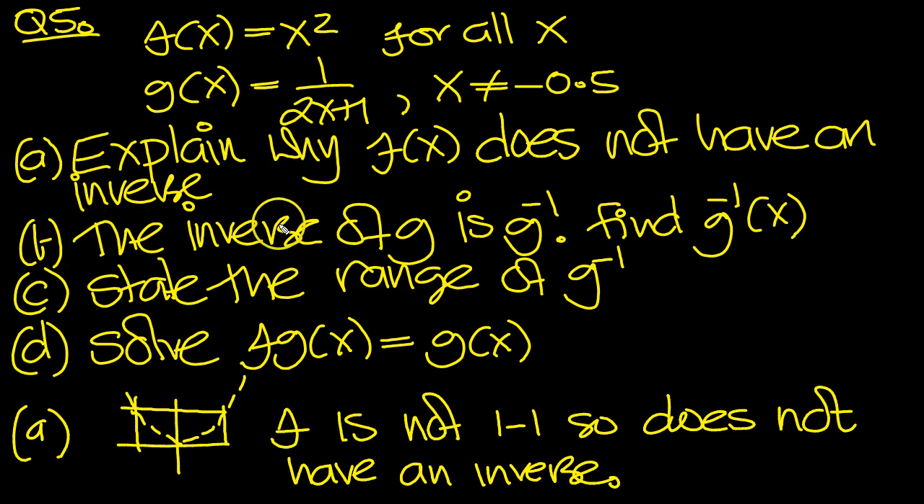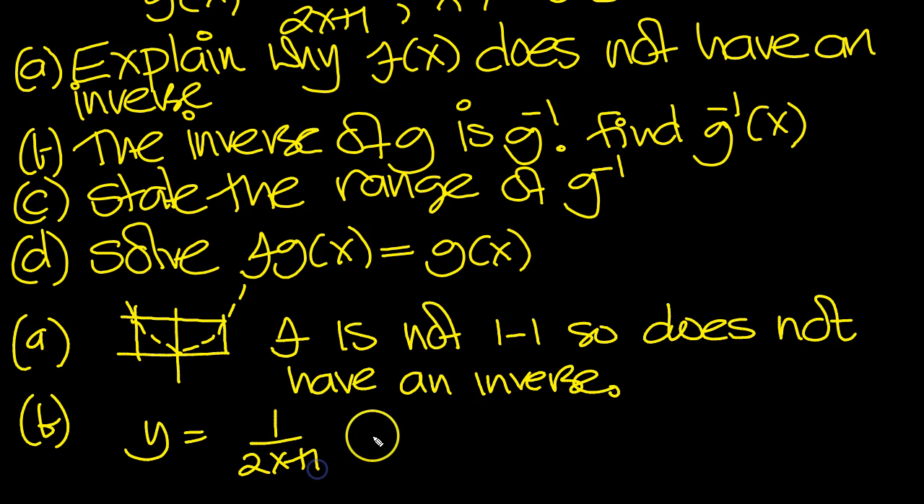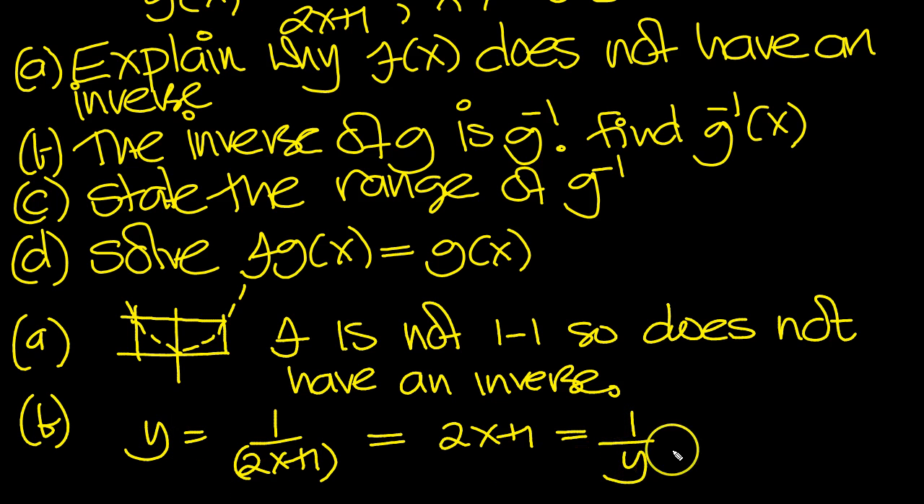Okay, part B, the inverse of g is g minus 1. Find g minus 1 of x. So y is equal to 1 over 2x plus 1, isn't it? So put a bracket around it because we're going to move it. Move that up to the top on the other side, and at the same time, leave the 1 as is, but move the y down underneath on this side. Then move the 1 over.